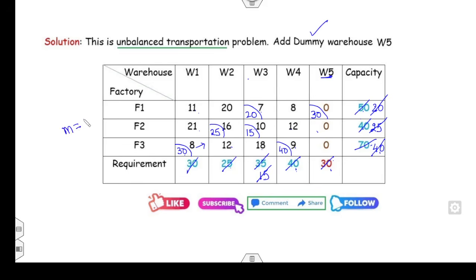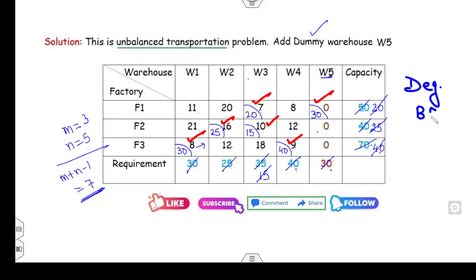So what is M? 3. N is 5 because this problem is balanced. M plus N minus 1 is 7. So how many allocations do you have? 1, 2, 3, 4, 5, 6. That means your solution is a degenerate basic feasible solution. And once you have that, you can get the cost value: 20 into 7, 25 into 16, 5 into 10 and so on is the required initial cost of the transportation problem.